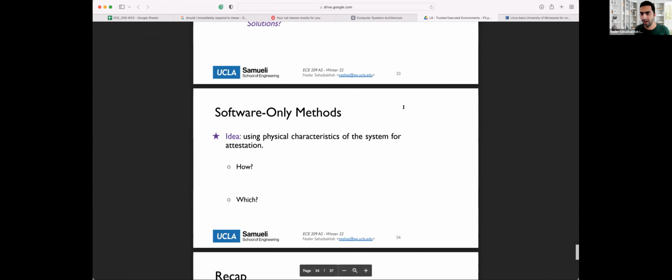The idea is that instead of relying on the hardware and reserving some part of the hardware, we rely on some physical characteristics of the system, right? So what physical characteristics? The main one is time. So basically, in order to do the remote attestation, we need to do two things, right? We need to compute the hash function, and we need to compare that hash function with the original hash function.